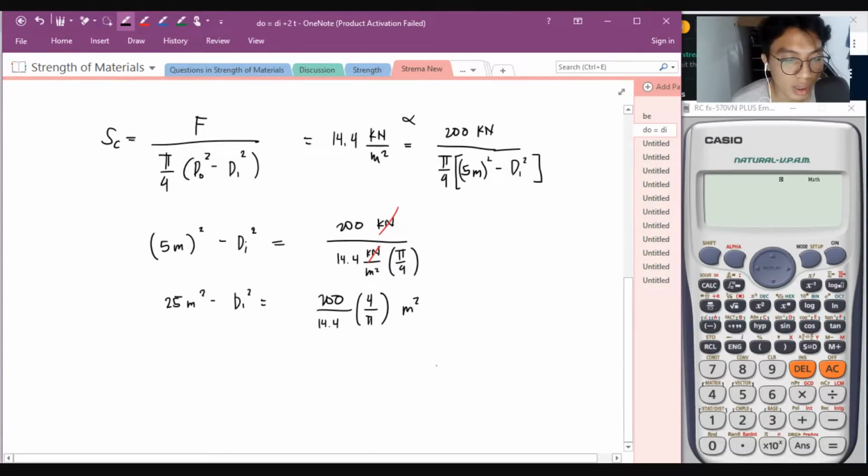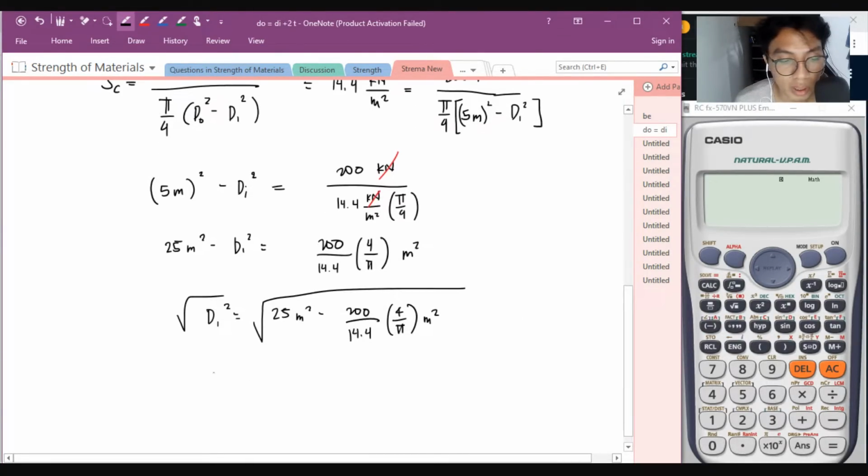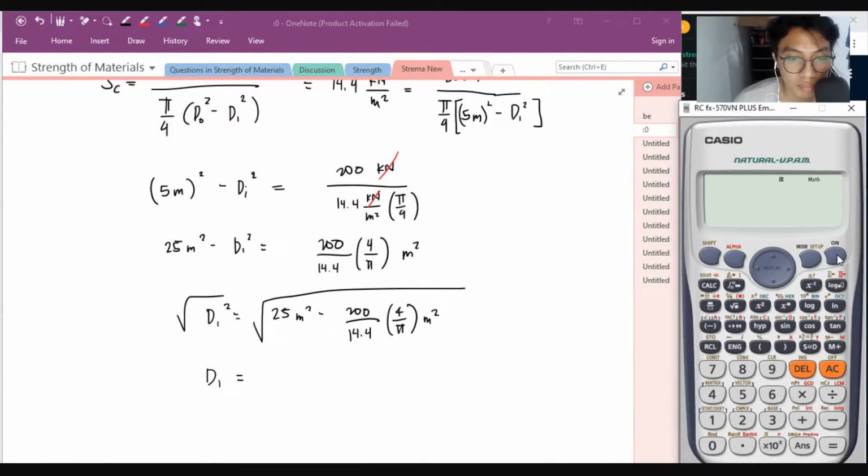Now, let's put together what we need to find. So, di squared equals, we move di here, and we move this here: 25 meters squared minus 200 divided by 14.4 multiplied by 4 divided by pi, meter squared. Then, we get the square root. Now, the di we can get.